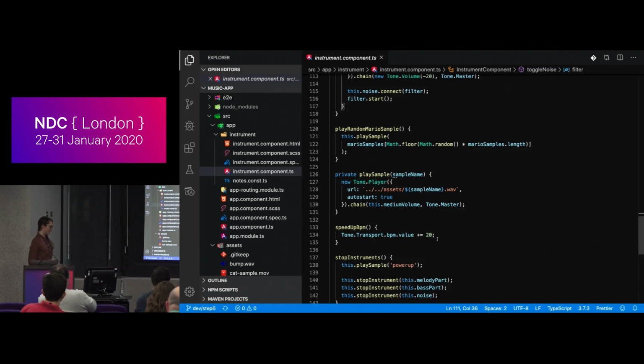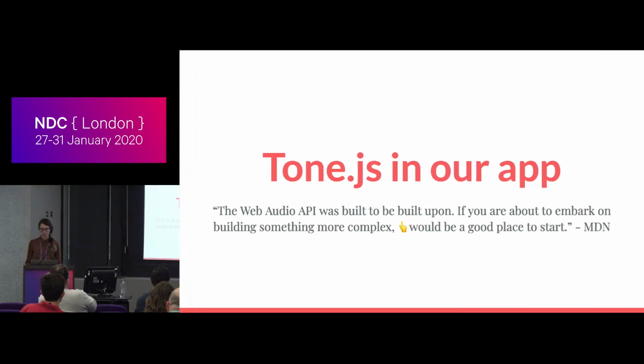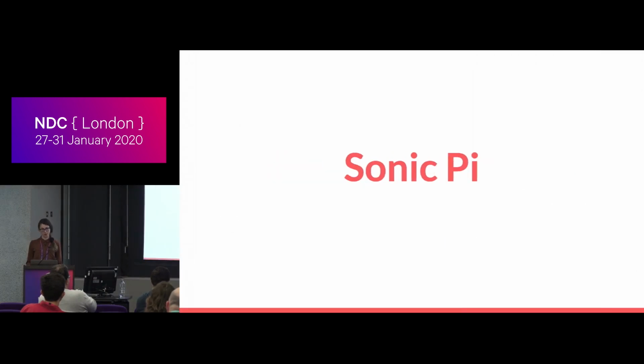If you're thinking right now, Laura, I've been tricked. I did not sign up for a front-end lecture today. Don't worry, because now we're leaving JavaScript and moving forward to a totally different programming language. The language which was specially created for music programming, Sonic Pi. Do we have Ruby developers here?